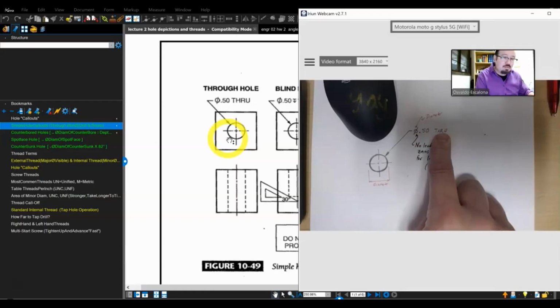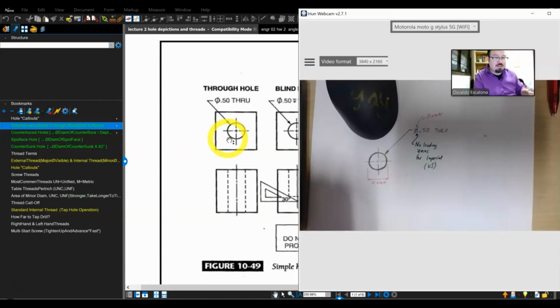The through callout says you go all the way through. I mean, you make a hole all the way through. Then you also have something that is not through. That means it does not go all the way through.